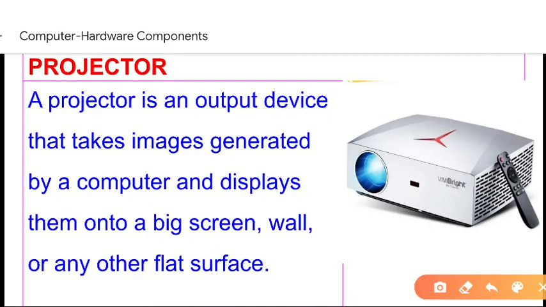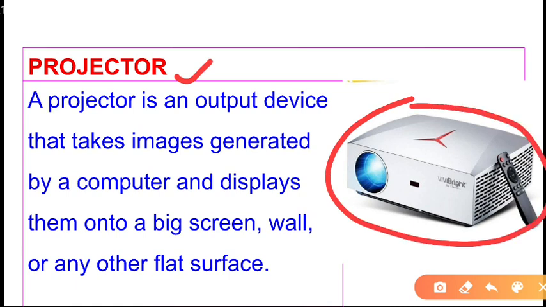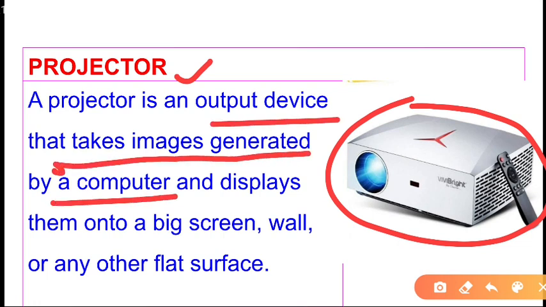The next type of output device is the projector. Now a projector, students, this is a projector. You might have seen this in your school also and different places. It's a very versatile device. It is used for showing a big screen to you. So a projector is an output device that takes the images generated by a computer. It is connected to the computer.